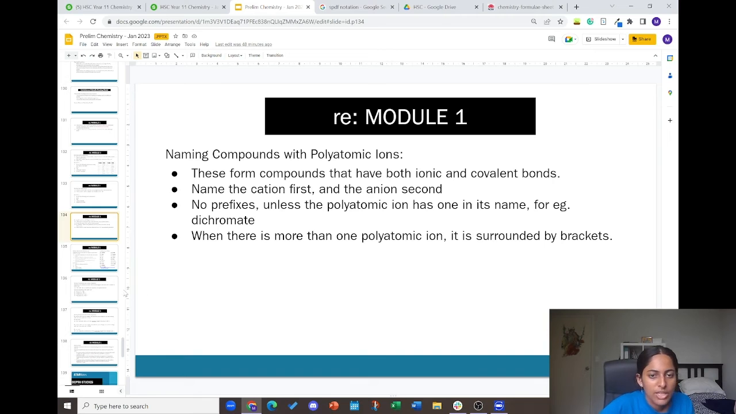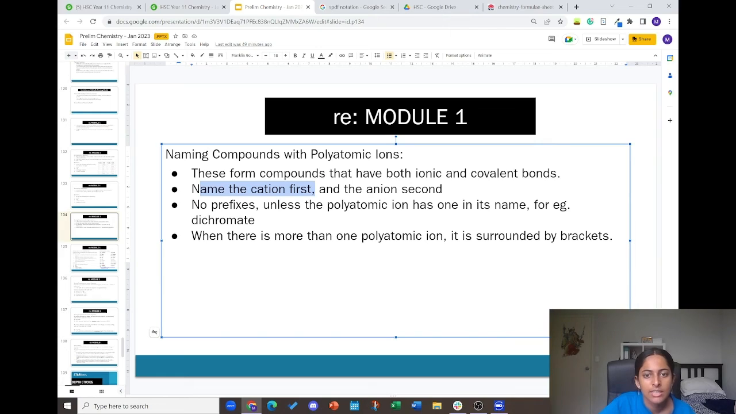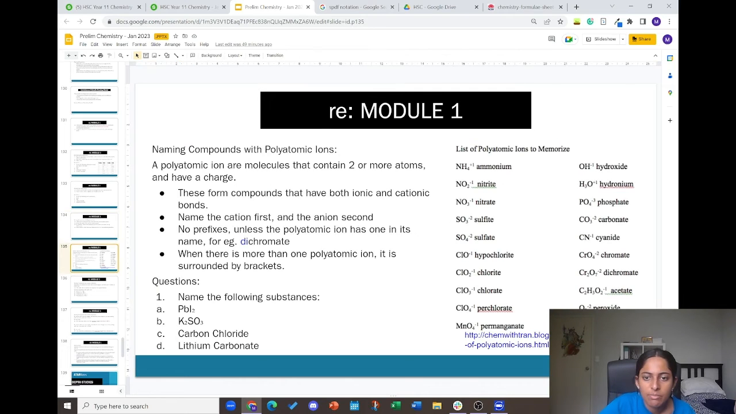Naming compounds with polyatomic ions can get a bit confusing, but really, these are compounds that just have both ionic and covalent bonds. You name the cation first, followed by the anion, and you don't really have any prefixes unless it's already within the name. So something like dichromate, over here is Cr2O7. That already has that in the name, so you don't need to change it, but no prefixes other than that.